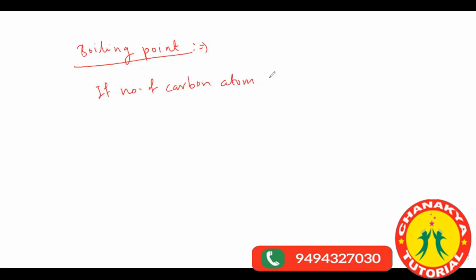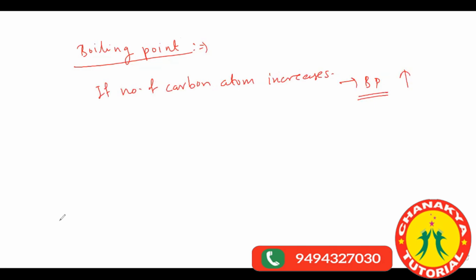Now, one more property we have learned about, that is boiling points. Boiling point of alcohol and phenol increases with increase in the number of carbon atoms. Longer the chain, higher the boiling point. BP means boiling point. Correct?